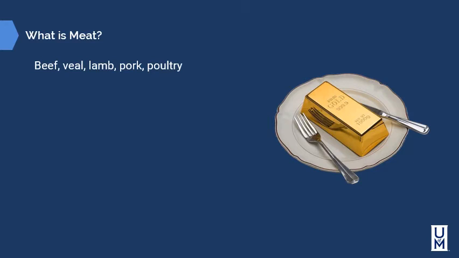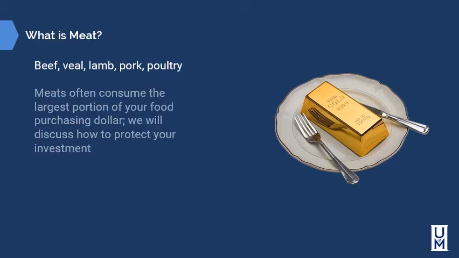So what is meat? Meat refers to beef, veal, lamb, pork, and poultry. Sometimes even seafood is thrown into this mixture. Meat often consumes the largest portion of the food purchasing dollar. We'll discuss how to protect your investment later in the class.